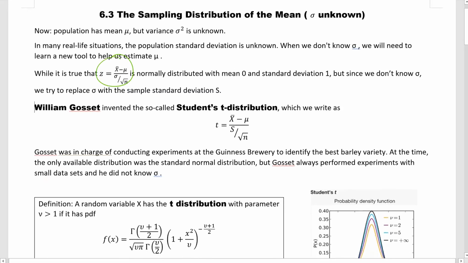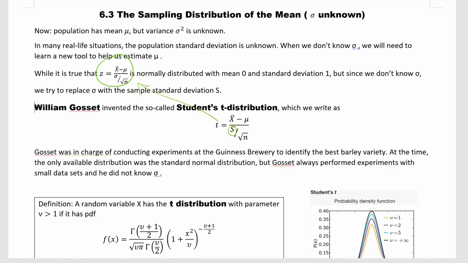Alright, so William Gossett invented the so-called student's t-distribution, where we can write t equals, you can see it's very similar to what we had before. The only difference is we replace sigma by s. Sigma is the population standard deviation, and we use the sample standard deviation to replace sigma. So this is the t-distribution.